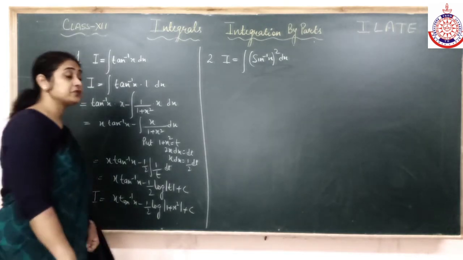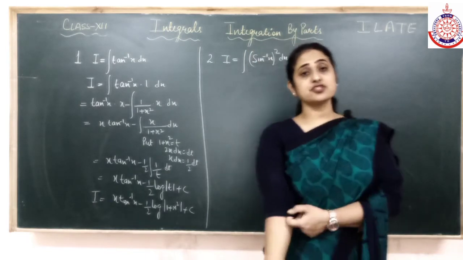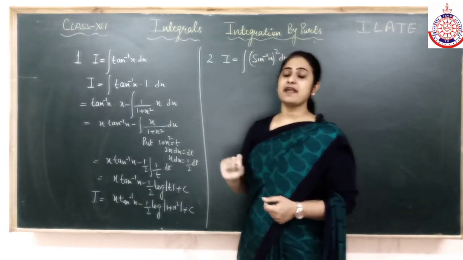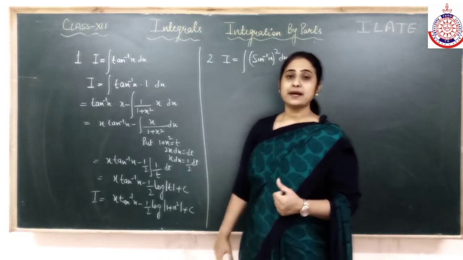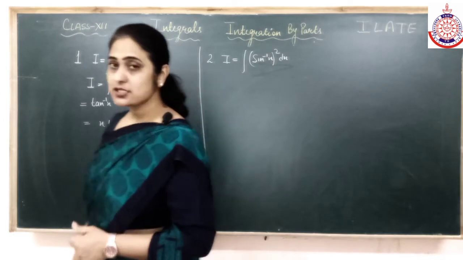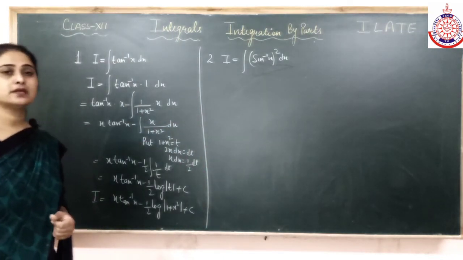So whenever you have inverse trigonometric functions, if no other function is given to you, you have to take it into 1 and then you start solving by parts. Now look at this question. Sin inverse x whole square. Into 1 I can do it. I can start with by parts.